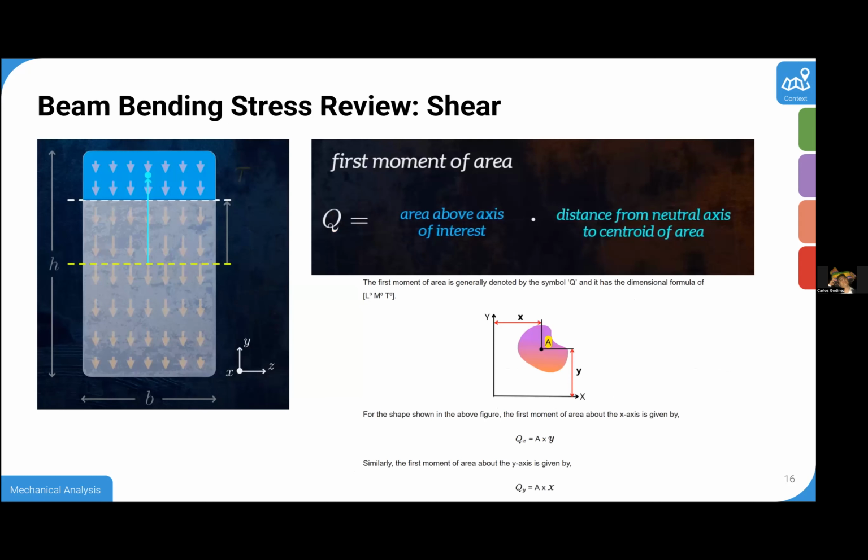where that first moment of area comes from is what we care about if we're looking for the shear stress acting upon this face right here, or this face in blue. I'm going to take the entire area above where my area of interest is. So if I actually only care about this specific thing right here, I'm going to take the area of the face above that, and then multiply that by the distance from my axis to the centroid of that area.